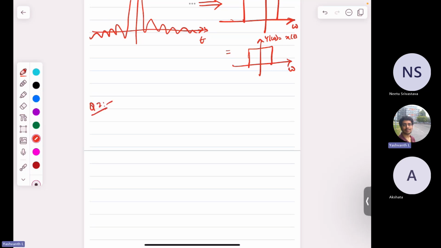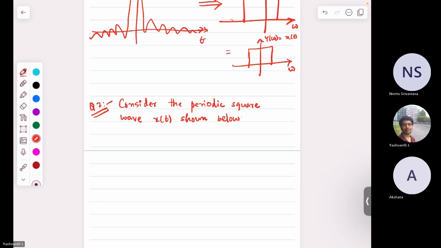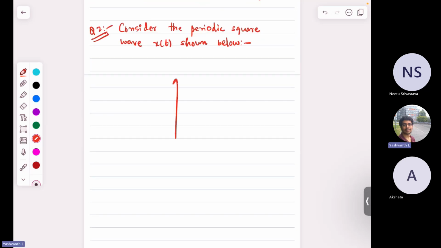Question 2. It's basically similar to the previous question, but there is a small difference in the waveform. Consider the periodic square wave x of t shown below. Okay, something like this.